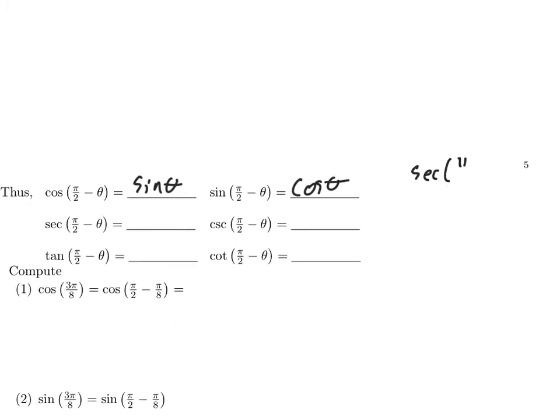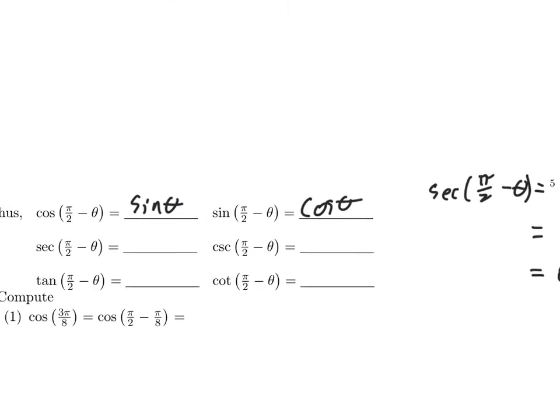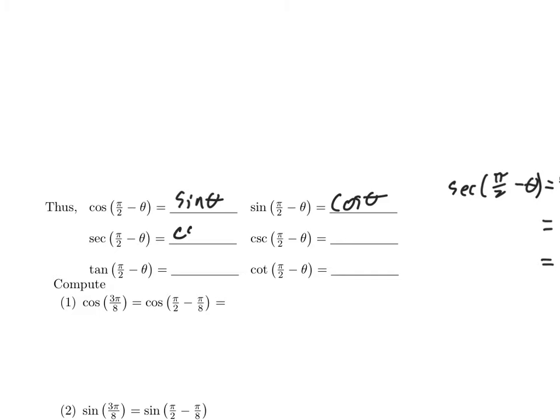Secant of pi over 2 minus theta is 1 over the cosine of pi over 2 minus theta. But what's the cosine of pi over 2 minus theta? That's the same thing as sine, right? That's 1 over sine theta. This becomes cosecant. So this action replaces secant with cosecant theta. Similarly, you'll find that it replaces cosecant of theta with secant of theta. Tangent becomes cotangent, and cotangent becomes tangent.